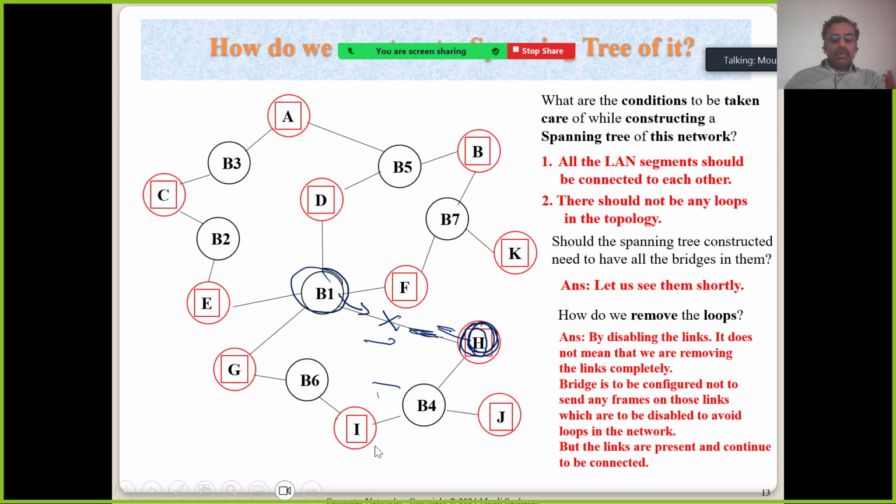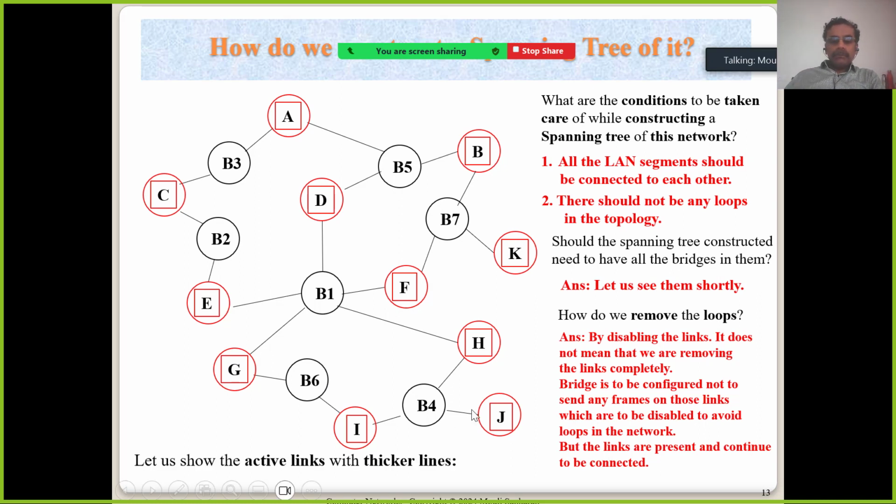So remember, that's why if you see in Packet Tracer, there will be a dot somewhere mentioning that the bridge is not going to send any frames on that link. But there may be some traffic flowing, because if it is connected to a LAN segment, you will see all the traffic within the LAN segment available on that particular link also. They continue to be connected, but they will not be actively participating in the transaction, and bridges will not be sending on that. It's like a no entry for that particular traffic.